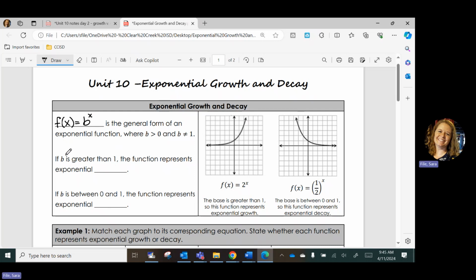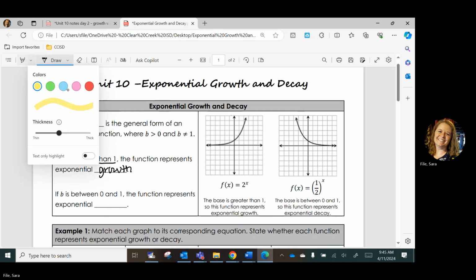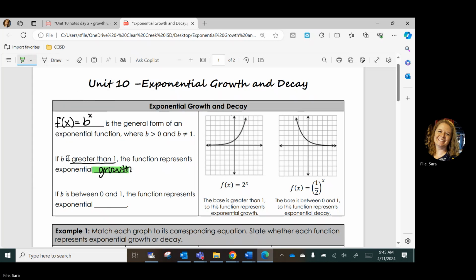We said that if that b value is greater than 1, the function is going to be exponential growth. And you can see that example over here. Okay, so you can see that it is greater than 1, so this is exponential growth. The graph is increasing from left to right.